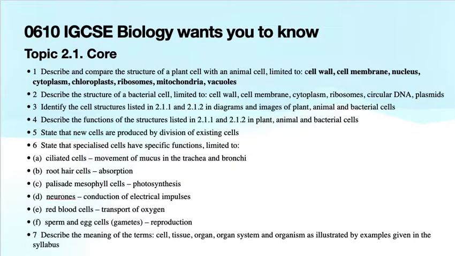What IGCSE 0610 Biology wants you to know from 2.1.1 to 2.1.5 is to describe and compare the structure of a plant cell with an animal cell, limited to certain cell organelles: cell wall, cell membrane, nucleus, cytoplasm, chloroplast, ribosomes, mitochondria, and vacuoles. Students should be able to describe the structure of a bacterial cell, limited to cell wall, cell membrane, cytoplasm, ribosomes, circular DNA, and plasmids.